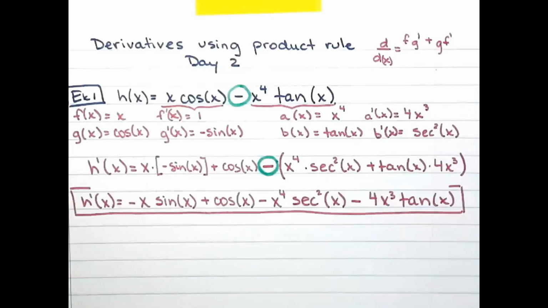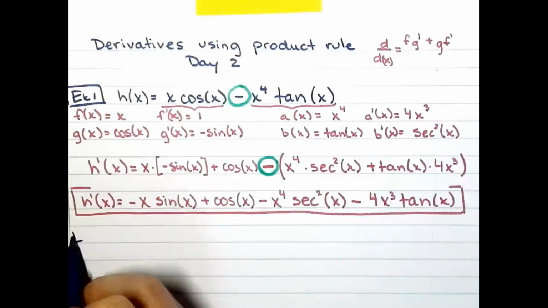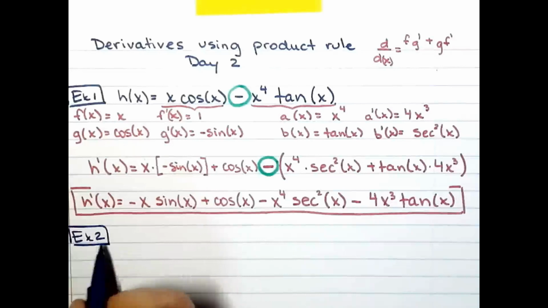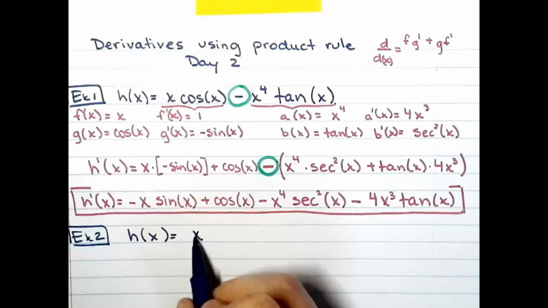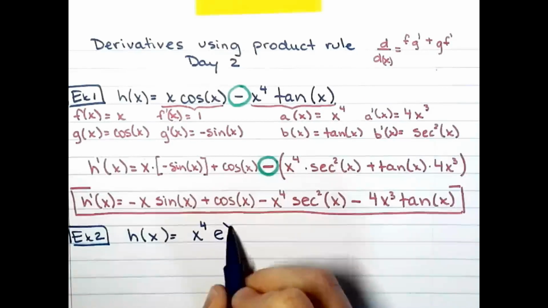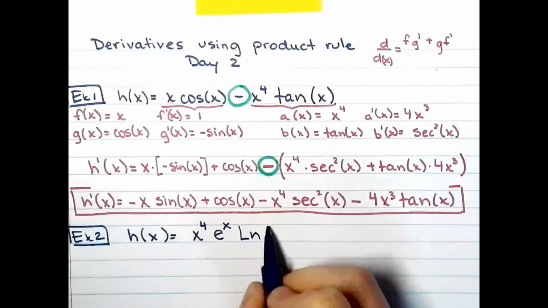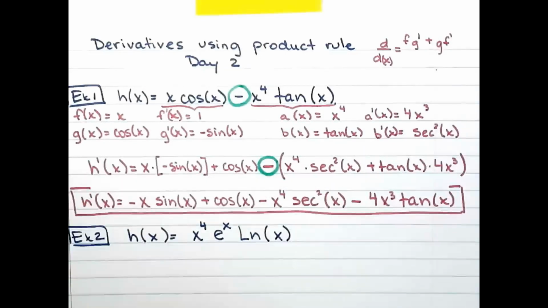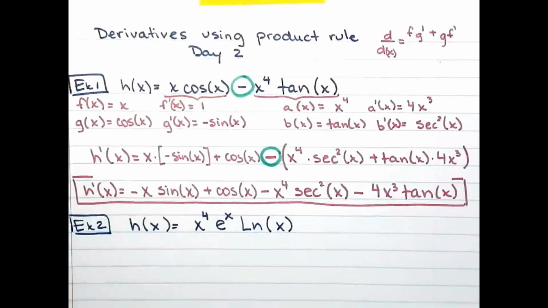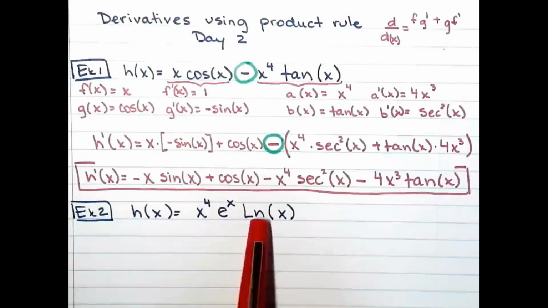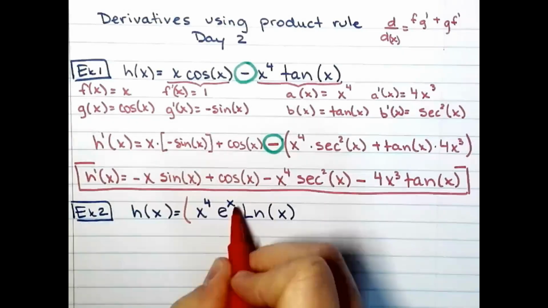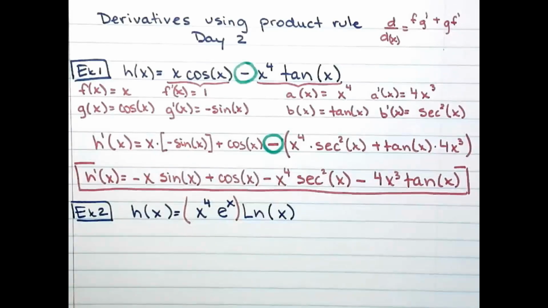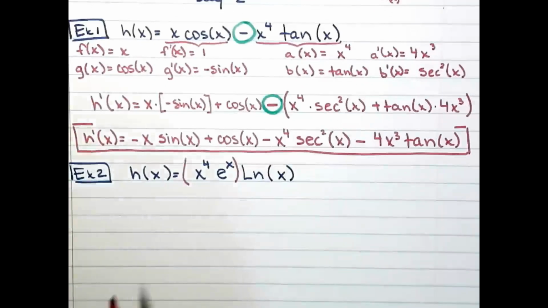All right, one more. So here we have a product between 3 functions. How are we going to do that? Well, I'm going to do the product between these 2 functions first, and then I'll go back and use the 3rd function. Here is how we're going to do this.